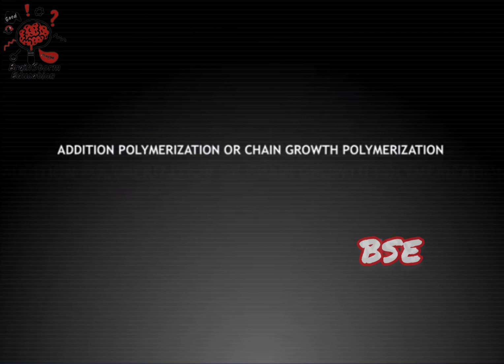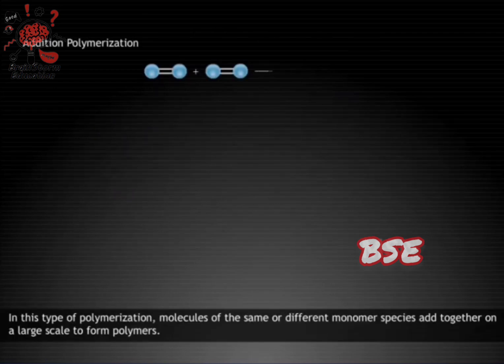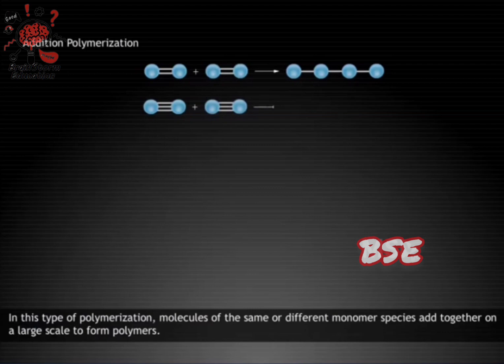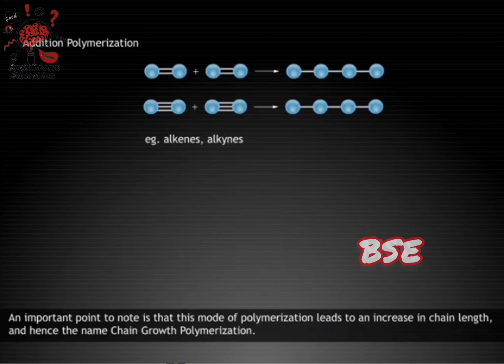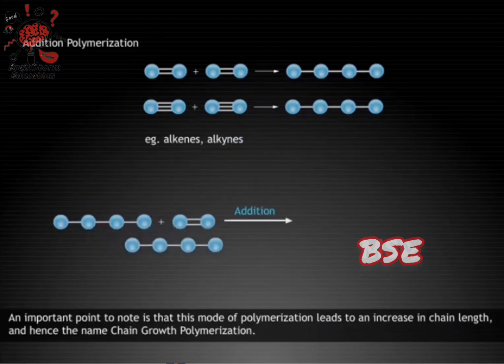Addition polymerization or chain growth polymerization. In this type of polymerization, molecules of the same or different monomer species add together on a large scale to form polymers. These species are usually unsaturated compounds like alkenes, alkynes, etc. An important point to note is that this mode of polymerization leads to an increase in chain length and hence the name chain growth polymerization.